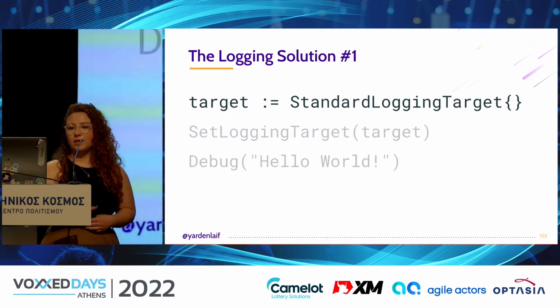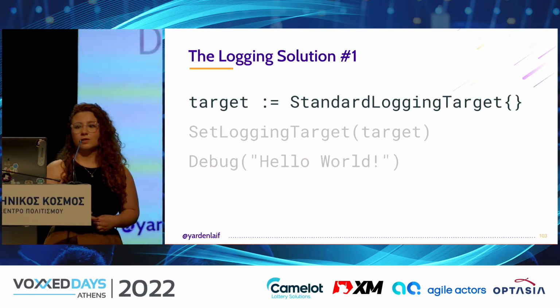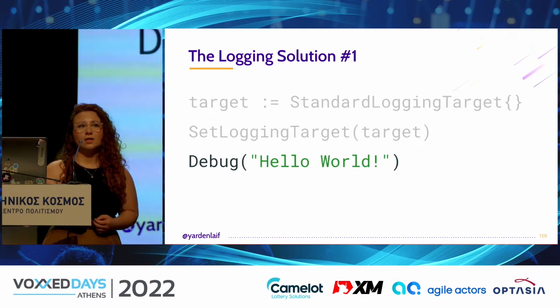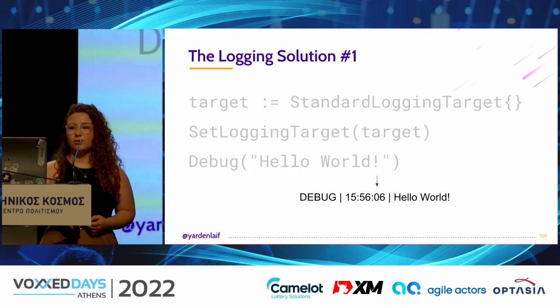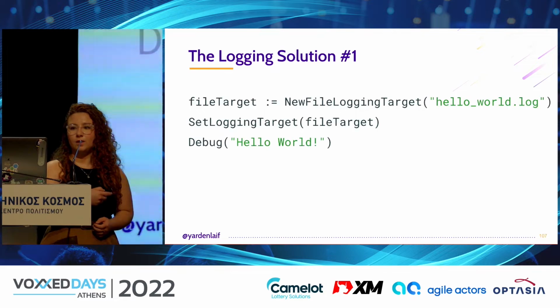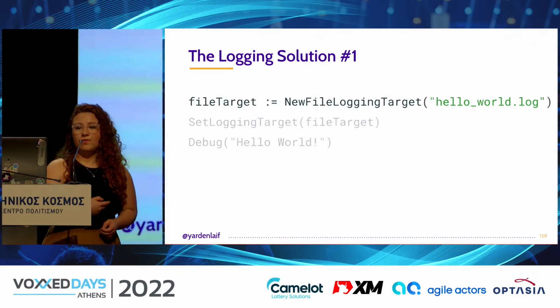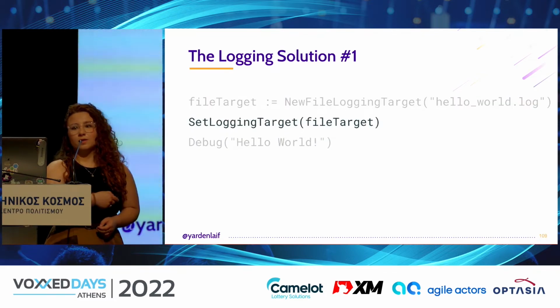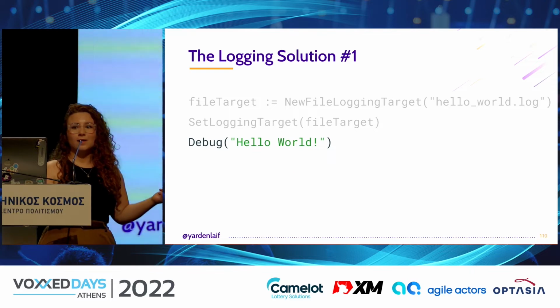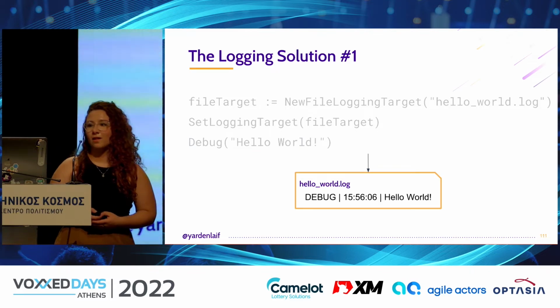So in this case, we can create a standard logging target, set it to be our logging target, call the debug function, and write to stdout. We can also create a file logging target, set that to be our logging target, call the debug method, and in this case, it works. We're logging to a file.